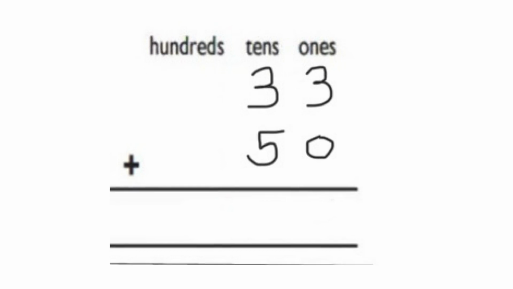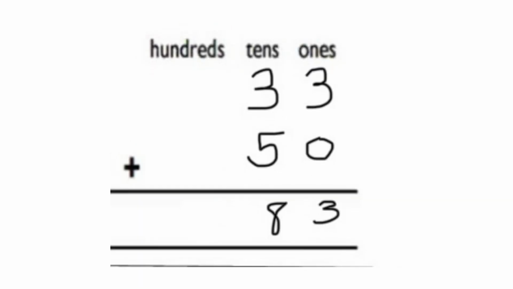3 plus 0 would be 3, so I put my 3 in the ones place. Then I move to the tens place with 5 plus 3. Then I just add straight down. 5 plus 3 makes 8. So our sum, or our answer of our addition problem, would be 83.